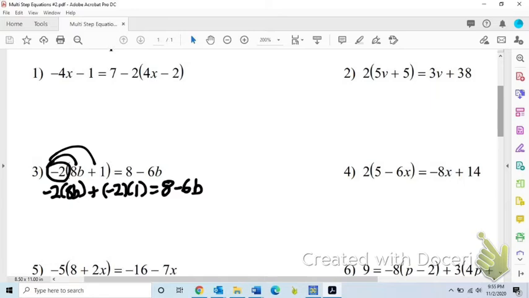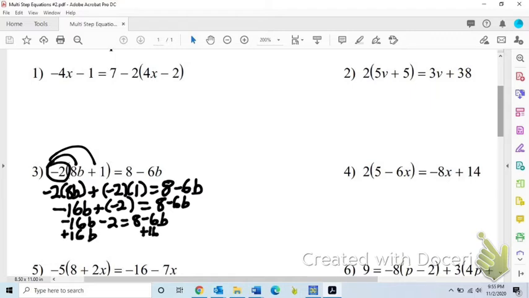Negative 2 times 8b is negative 16b plus a negative 2 times 1 equals 8 minus 6b. Clean up our positives and our negatives. So now we have that negative 16b and then negative 6b. So we're going to add 16b to both sides. That eliminates the 16b on the left-hand side and gives us a positive 10b on the right-hand side.